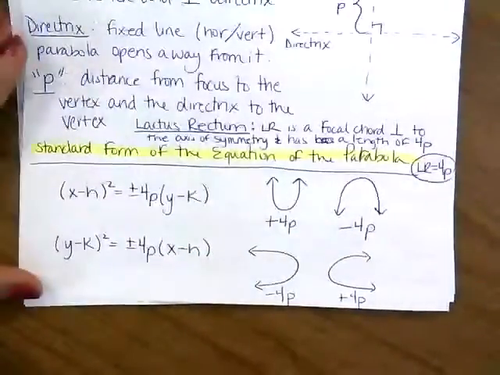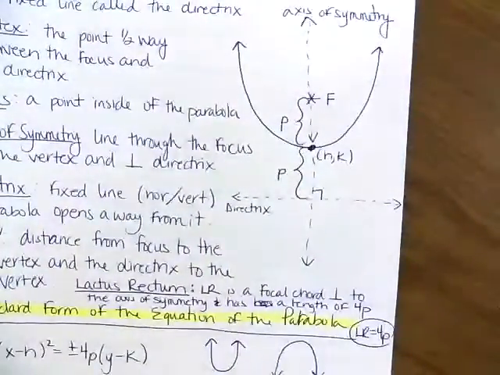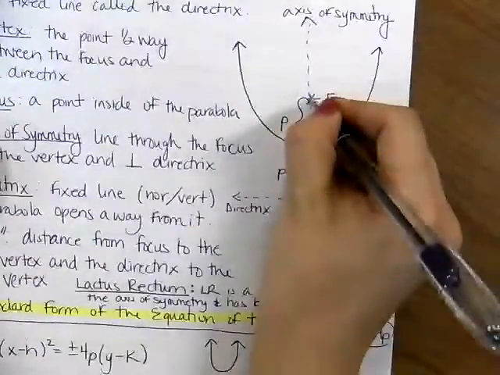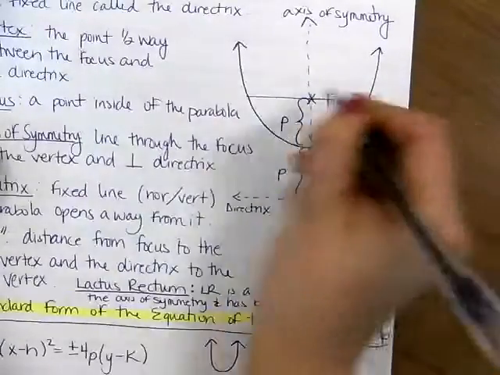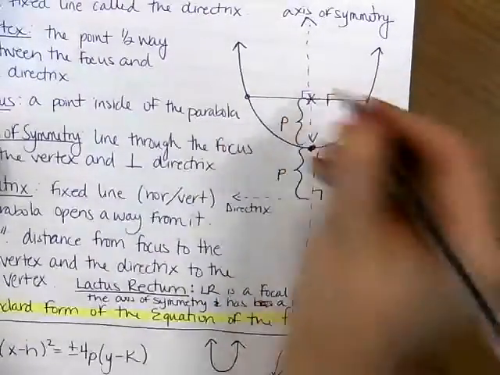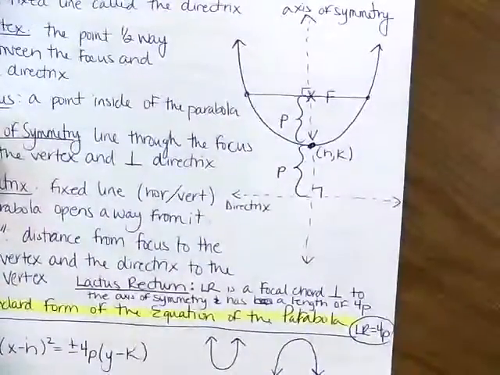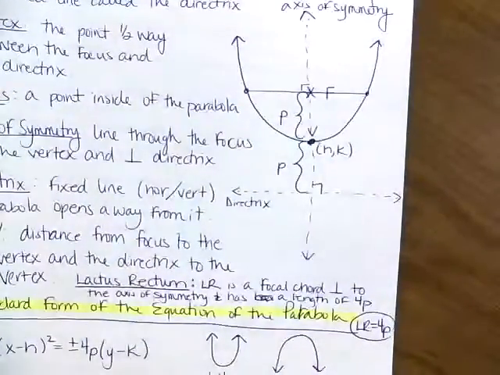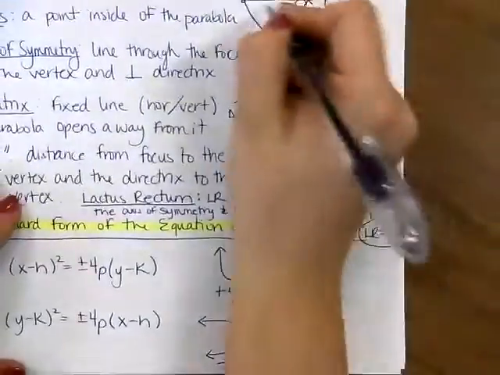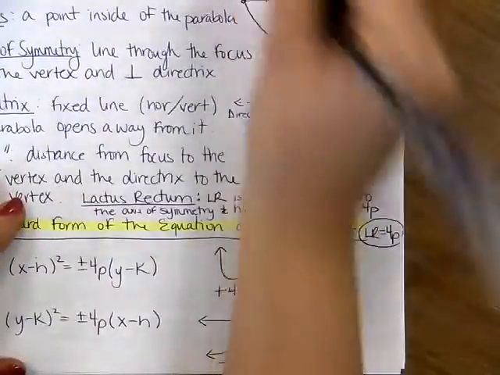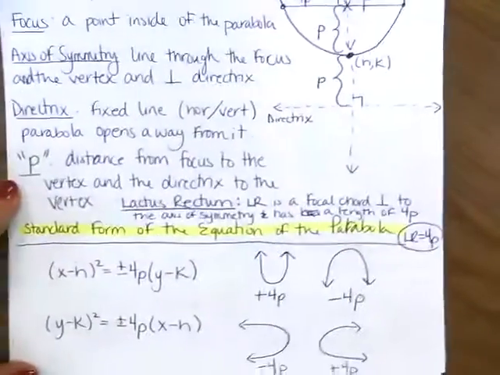If you were to look at this, all a chord is, is a segment that goes through the parabola and connects the two sides. The lattice rectum is a special one because it is perpendicular to the axis of symmetry and it goes through the focus. Focal, not vocal, but focal, like focal point. So this has a distance of 4p, and that's the part you need to know because it helps us to solve.